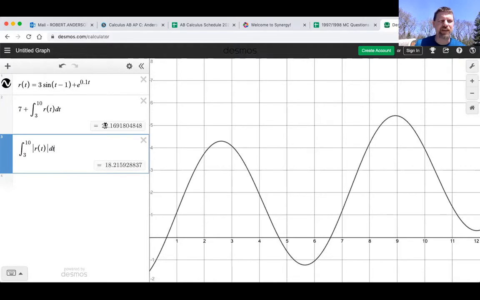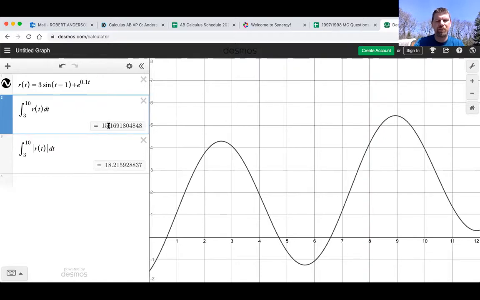I'm not worried that that's smaller than 22, because remember that's saying where it ended up, its position. The net change was 15 plus the 7 from my initial starting point. So I ended at the 22-inch mark. That 18 inches is the total distance I traveled from 3 seconds to 10 seconds.